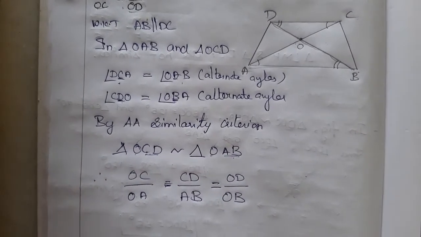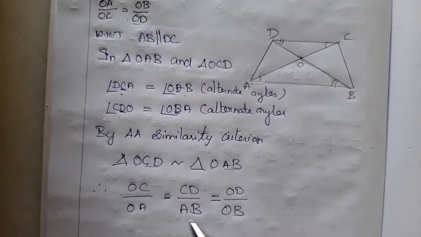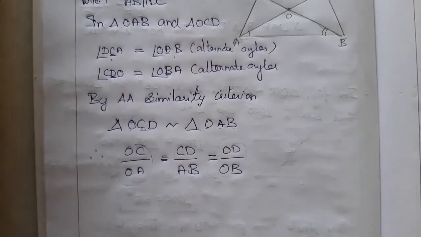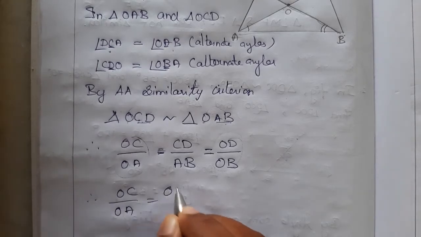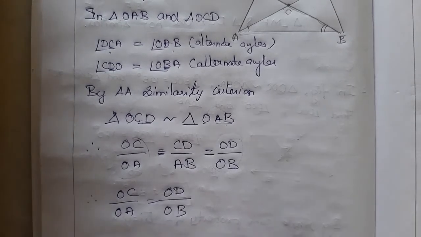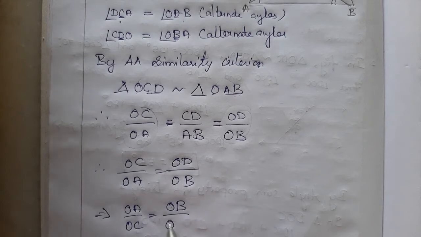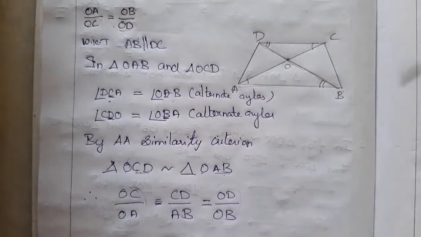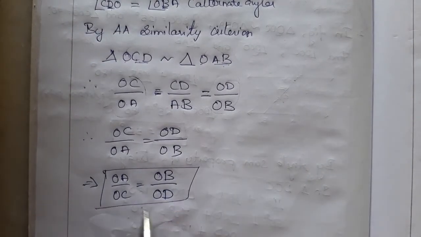Clear? So which one do we have to prove? OA by OC is equal to OB by OD. This only we have to prove, right? Therefore, OC by OA is equal to OD by OB. Just a reciprocal of that, we can take a reciprocal, right? So we will be getting OA by OC is equal to OB by OD. If it is a reciprocal, not a problem. That is what we have to prove, OA by OC equals OB by OD. Clear?